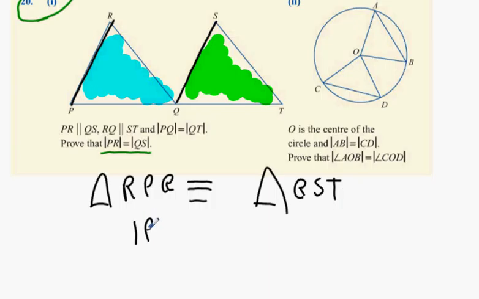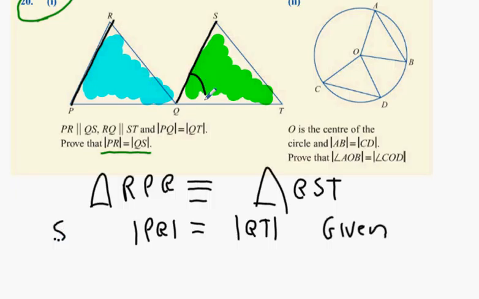Now, what's the first piece of information they've given me? They tell me that PQ equals QT. What's the reason? It's given. That's an S, right off the bat, yeah? Now, what does it also tell me? It tells me that PR is parallel to QS. What does that mean about those two angles? They're the same, aren't they?